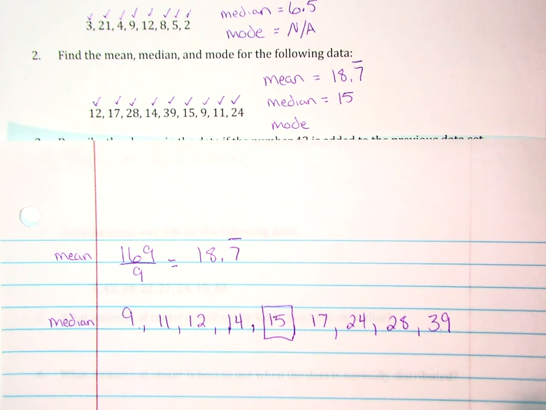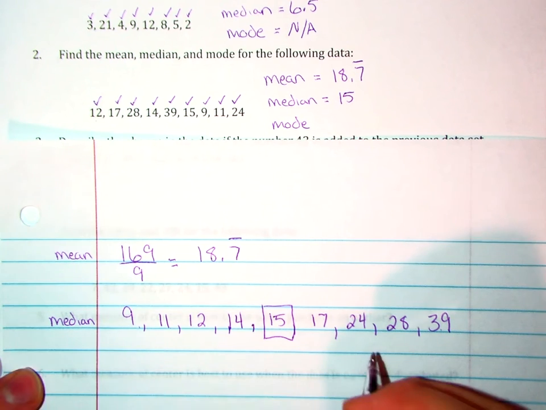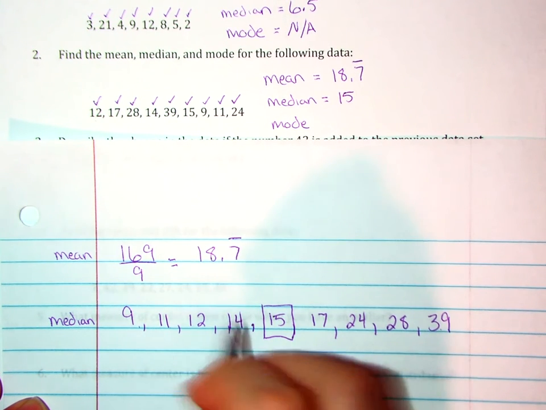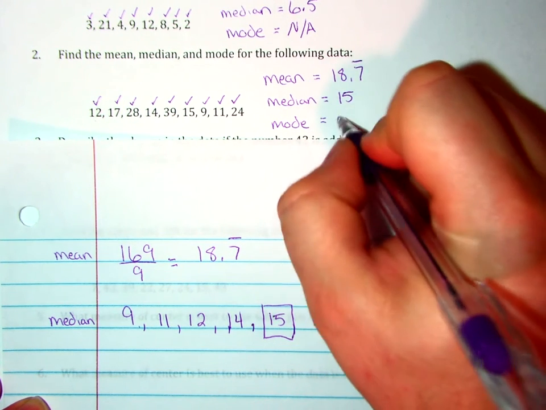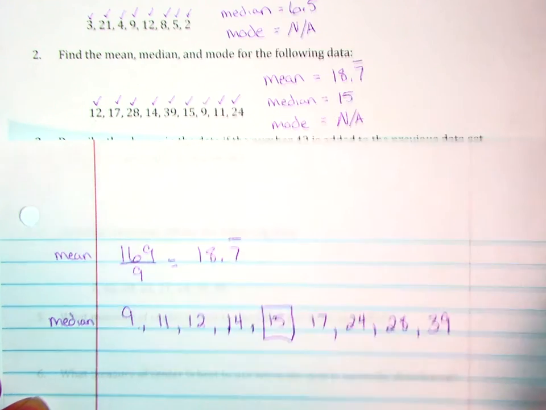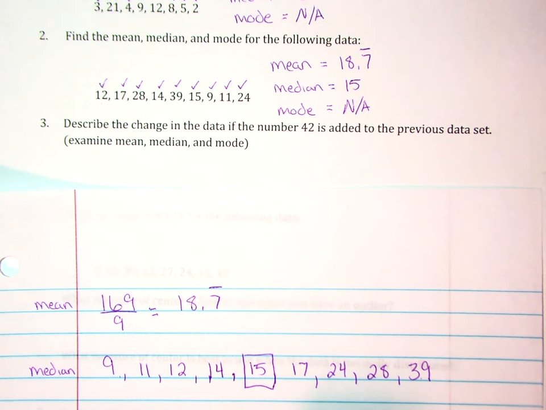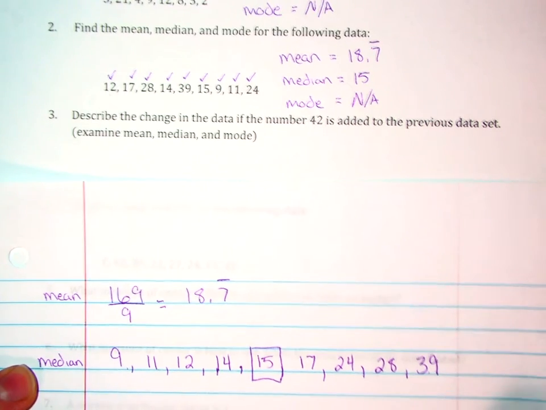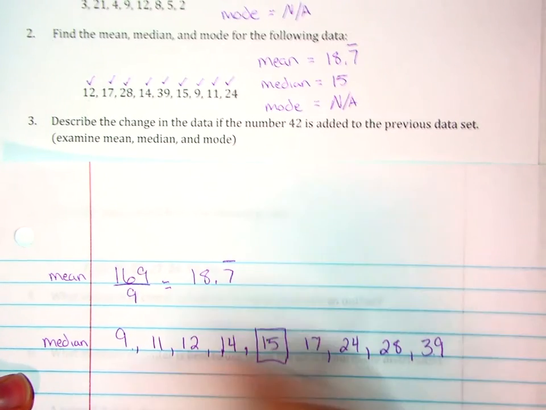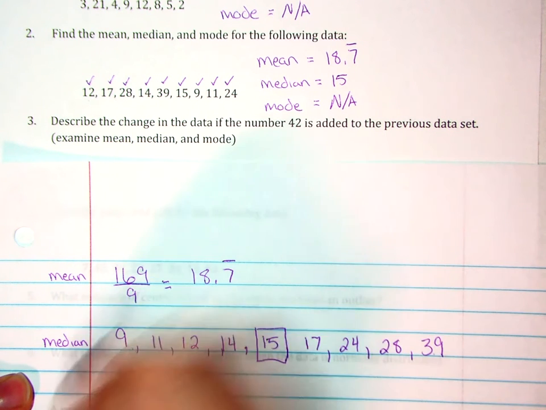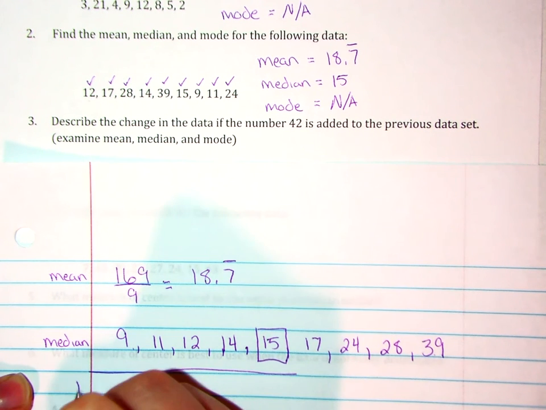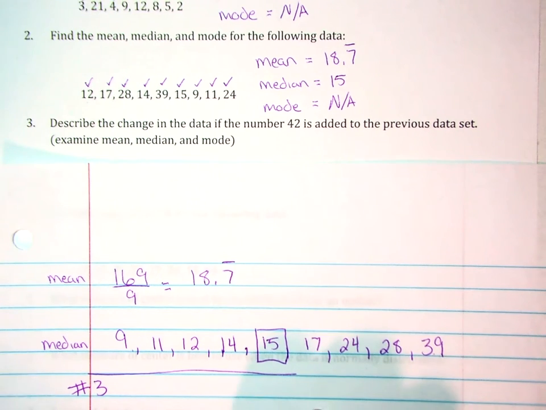Mode, which number is used the most? Again, each number is used exactly one time. So my mode would be, again, none or not applicable. Number 3 says to describe the change in the data if the number 42 is added to the previous data set. And since we're adding it to the data set, I'm going to keep all of the information that I used from the previous problem, and I'm just going to refer to it now down here for problem 3 because it's going to save me a little bit of time.